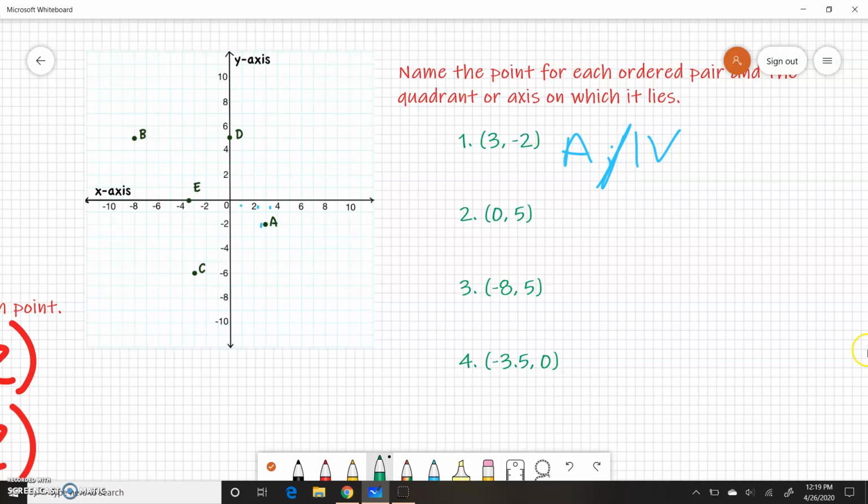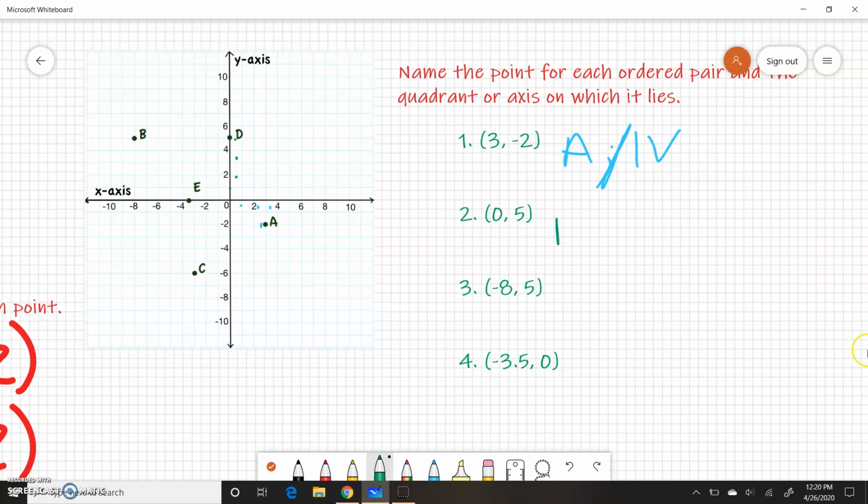Okay, number 2, 0, 5. So 0 means I go 0 over. So I stay at 0 and I move up 5. And if I look at my chart here, D is on 5. I know 5 isn't listed on my y-axis. However, it goes 2, 4, 6, 8, 10, and they're each separated by 1. So I know that those numbers are 3, 5, 7, and 9. So just keep that in mind. Even if your chart doesn't explicitly list the numbers, the boxes still represent that they're there.